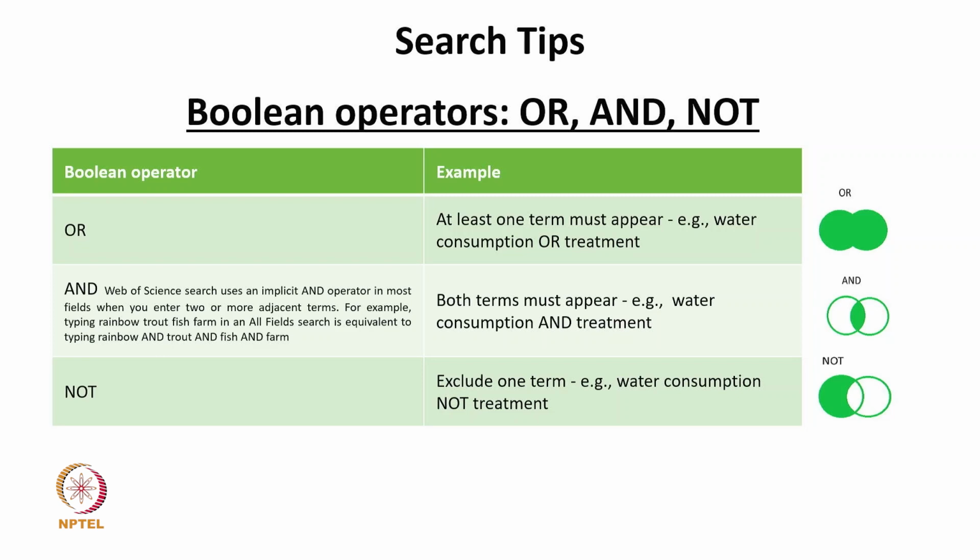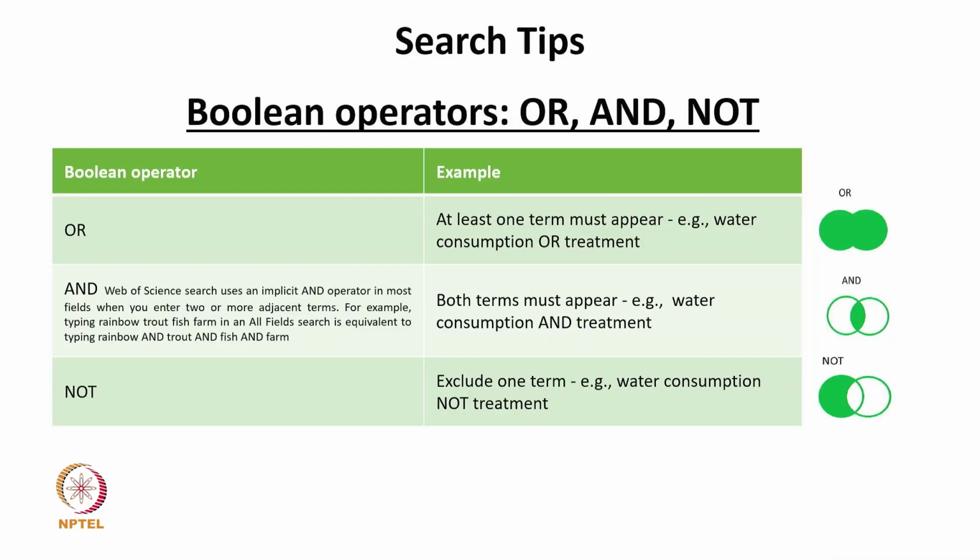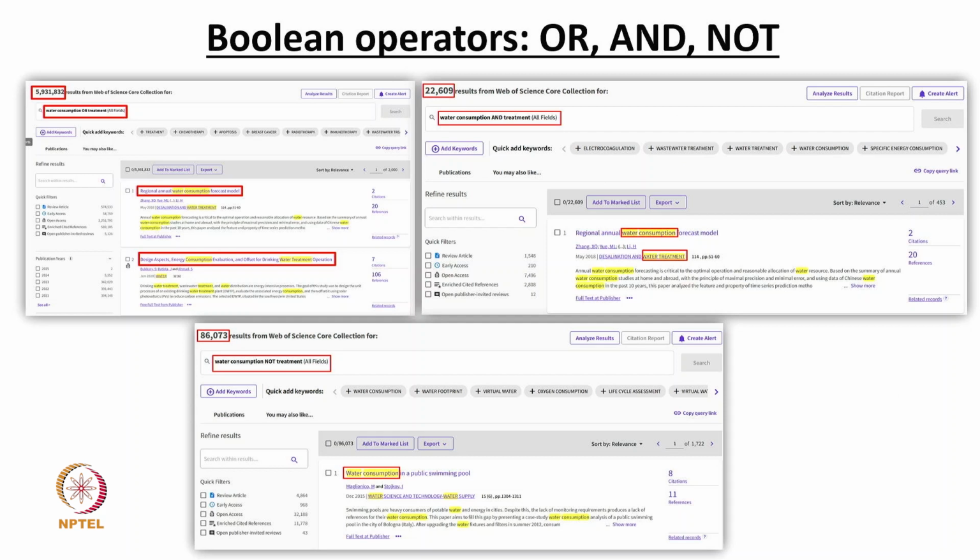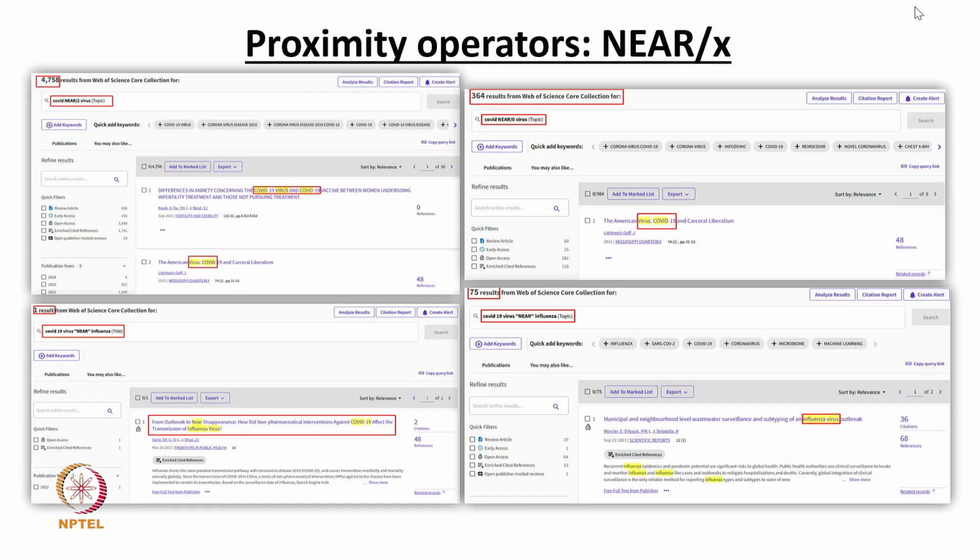For or, one term must appear, like water consumption or treatment. And means both terms will appear, water consumption and treatment. Not means one term will be excluded. Water consumption not treatment means only results pertaining to water consumption will be available, treatment will be left out. So for this you can see in the PPT results for all three search terms are there. Now we move to the demo.